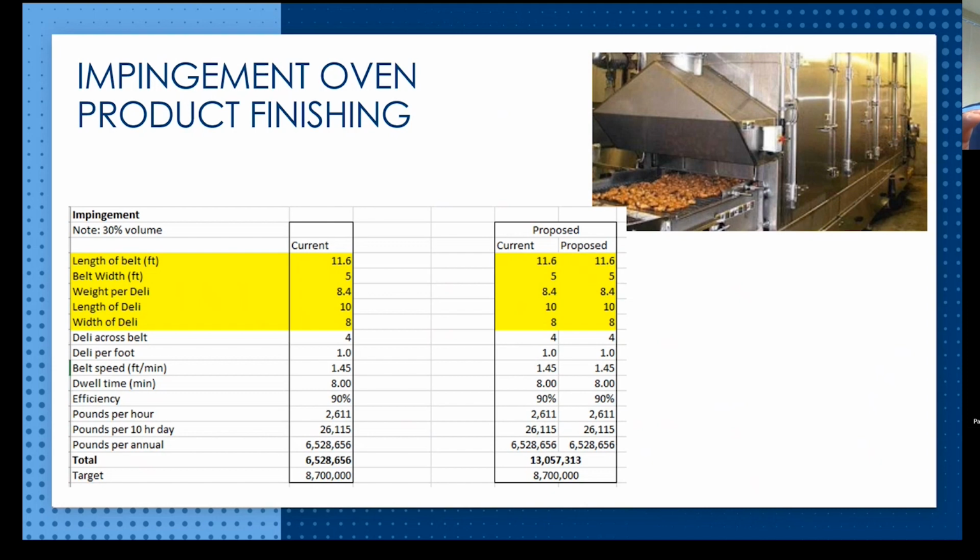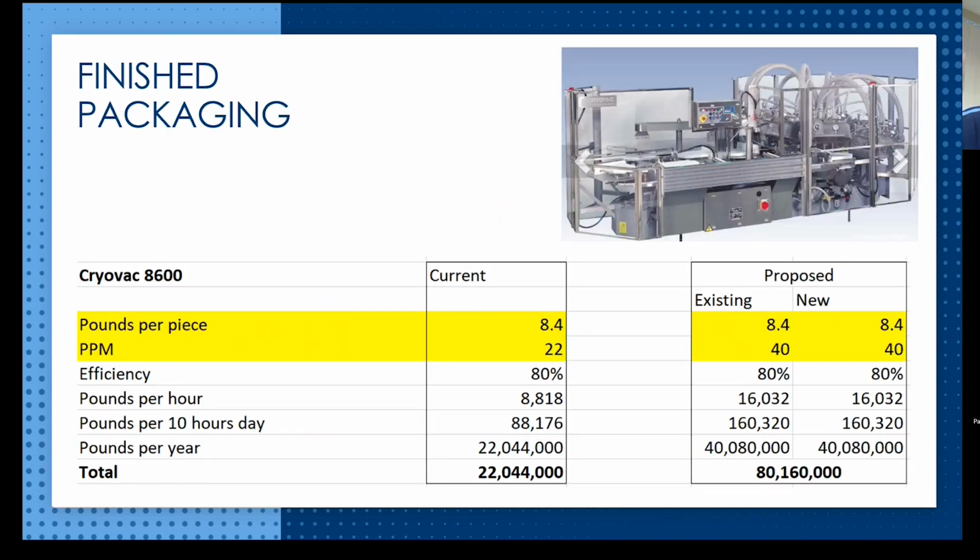Now, since it's only a portion of the overall volume, we don't have to worry about hitting our ultimate goal. We just have to worry about hitting the percentage of the total goal that's going to have this particular treatment. So in this application, we had a current oven. We proposed adding one so we could meet that requirement. Then we get into packaging. On this one, it was a rotary vacuum machine, 8600 Cryovac. And we looked at the pounds per piece, the pieces per minute.